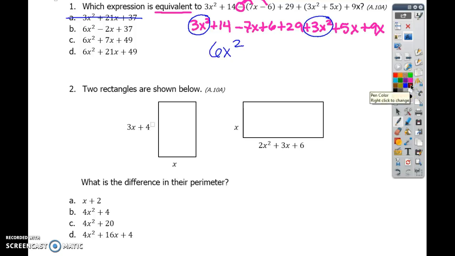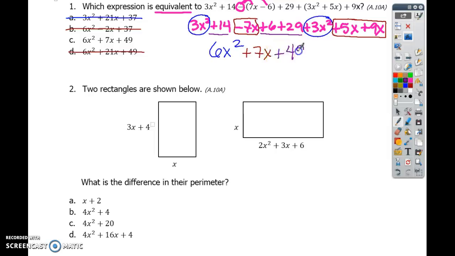Then you do the x's. So negative 7x plus 5x plus 9x gives you 7x. Positive 7x. And that cancels b and d. And let's just make sure that the last answer gives us 49. 14 plus 6 plus 29 does give you 49. So the answer is C.